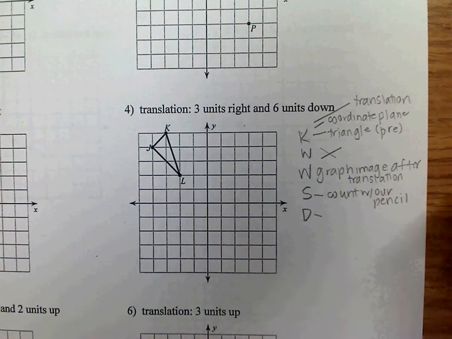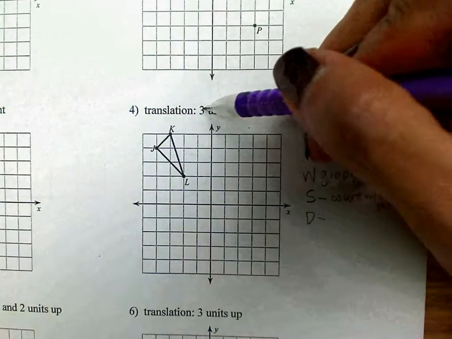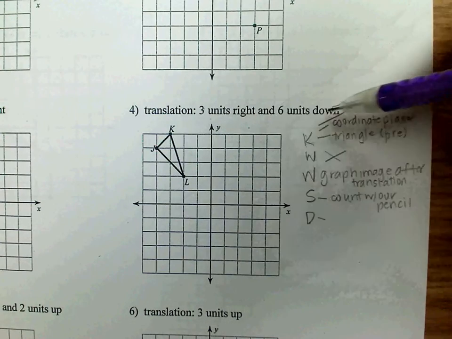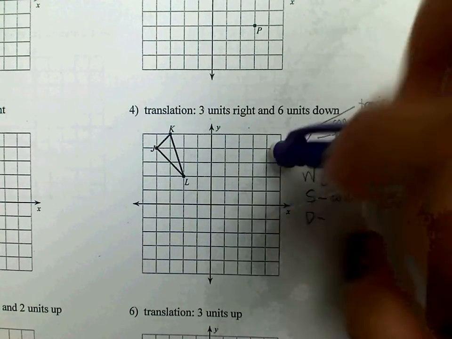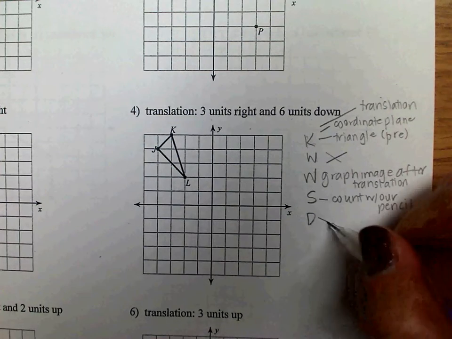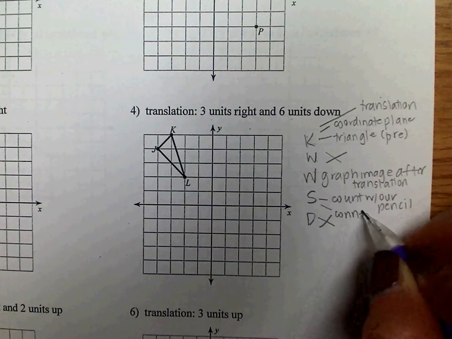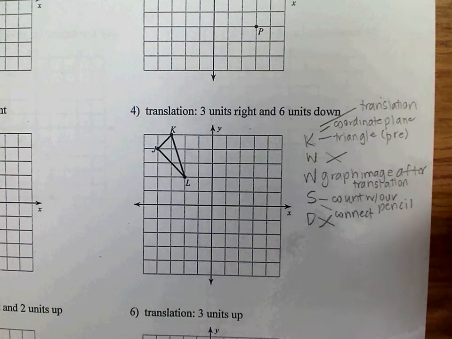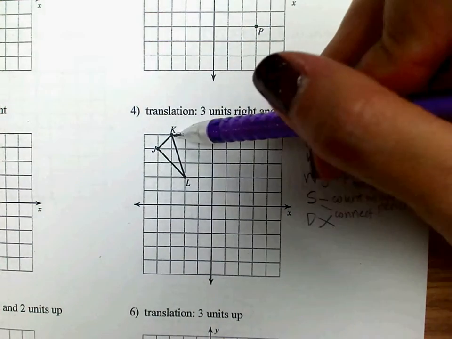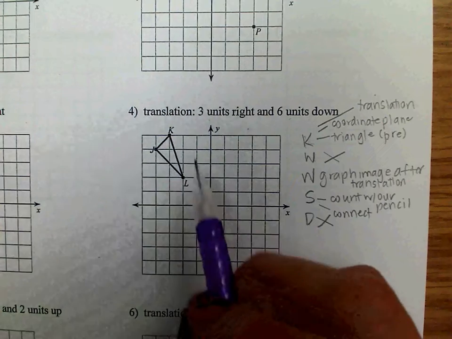Okay, so let's see here. This is telling you to move every single point 3 units right and then 6 units down. Okay, so for now, we're not going to concern ourselves with defending the solution, but we're going to count with our pencil and then connect the dots, connect the points afterwards. Okay, so we're going to count, so you can choose any 3 points. Since it's a triangle, we're going to translate all 3 and then connect later.